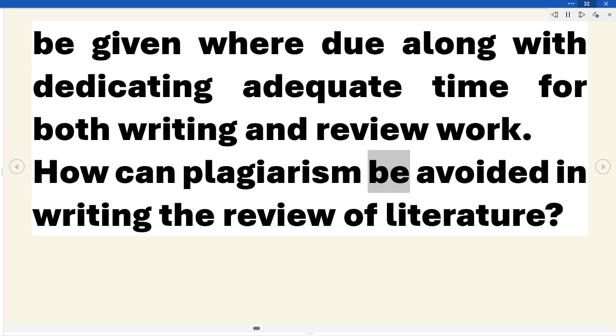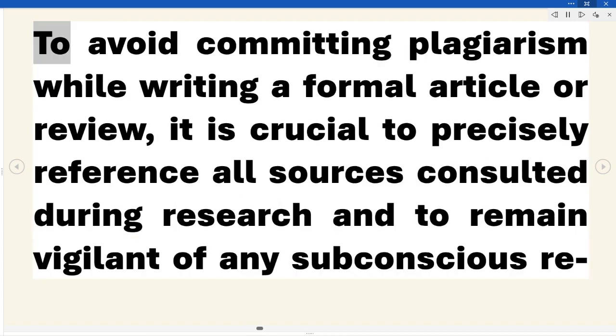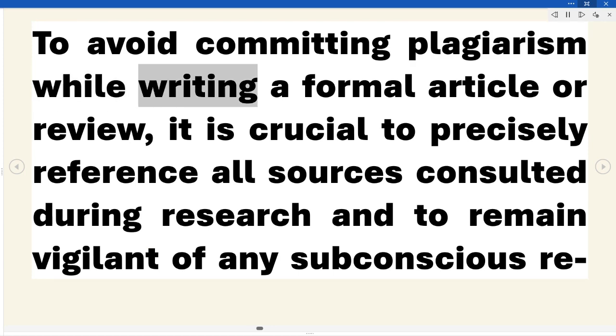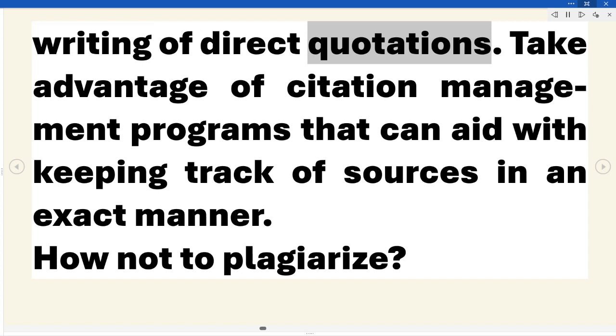How can plagiarism be avoided in writing the review of literature? To avoid committing plagiarism while writing a formal article or review, it is crucial to precisely reference all sources consulted during research and to remain vigilant of any subconscious rewriting of direct quotations. Take advantage of citation management programs that can aid with keeping track of sources in an exact manner.